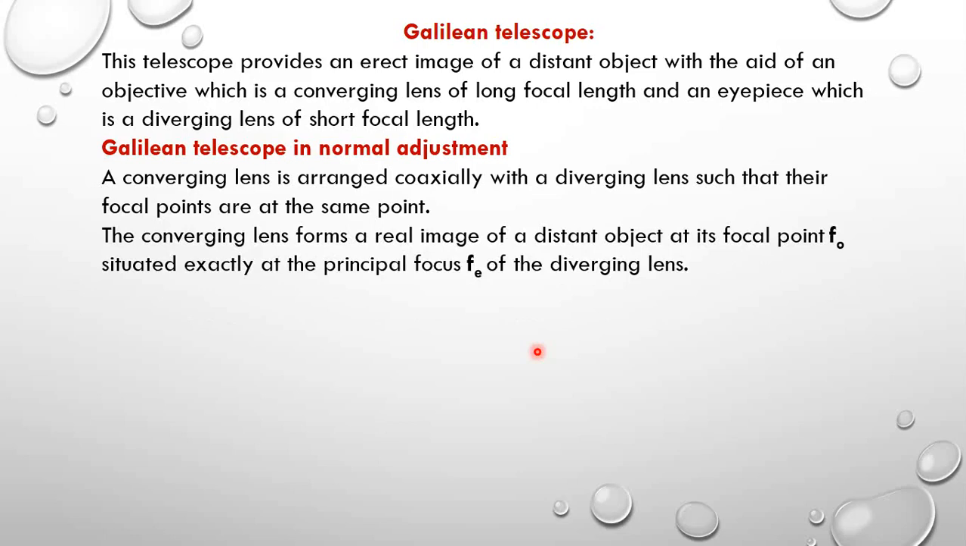That intermediate image will then act as a virtual object for the eyepiece, or for the diverging lens, which will form a final image at infinity.